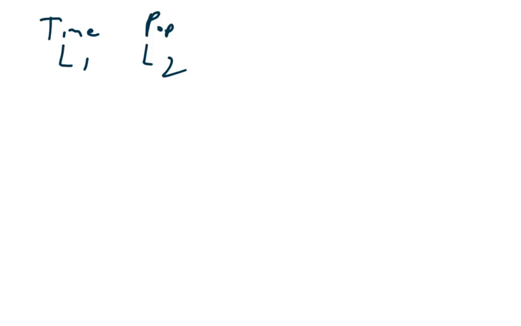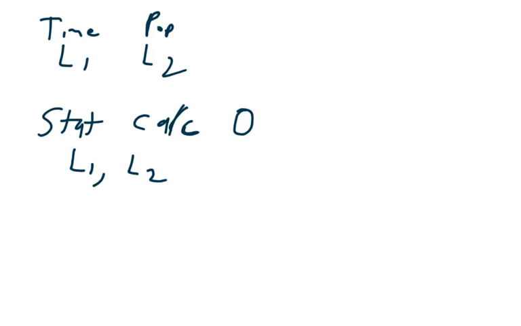Alright, for this next one, you want to go to Stat and Edit, and you want to plug in your time in L1 and your population into L2. And once you have that done, in order to find the exponential equation, you need to go to Stat and then go to the Calculate menu. And the exponential regression is down at number 0. And then L1 should be the first one, and L2 should be the y values.